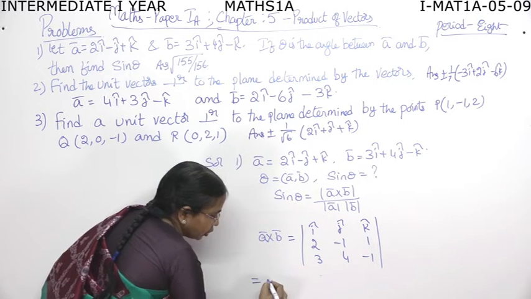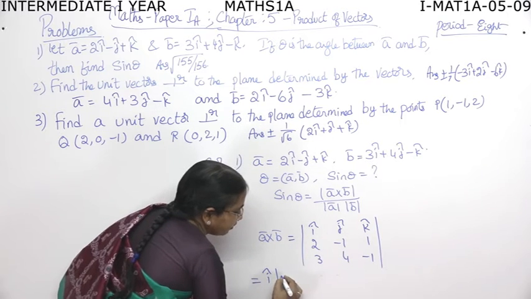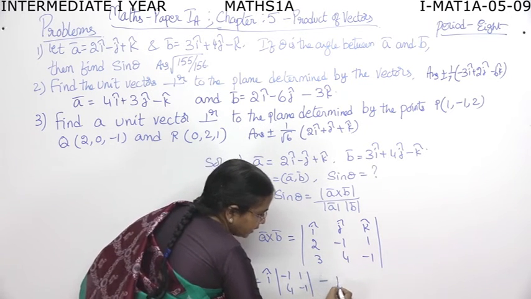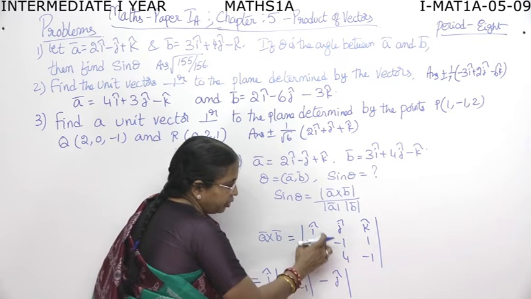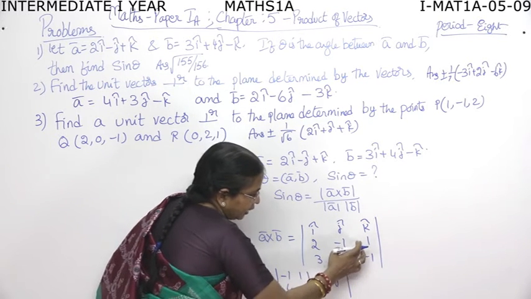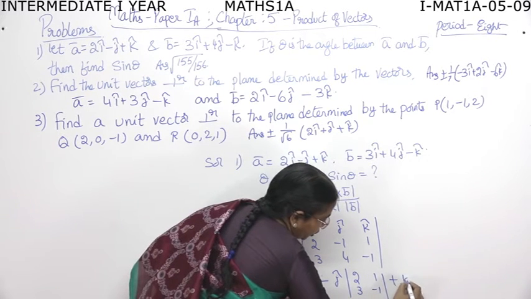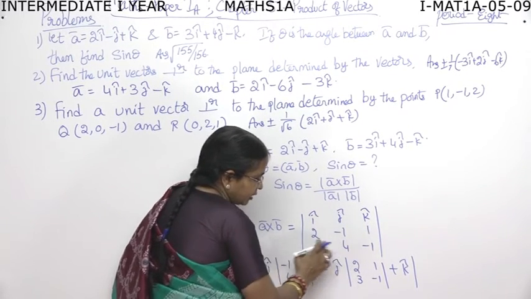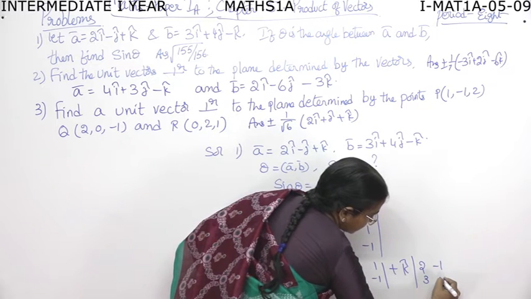So it is equal to i into the determinant of, delete the row and column, so what is left? Minus 1, 4, 1, minus 1. And then minus j into the determinant of, deleting the row and column containing j, what is left? 2, 3, 1, minus 1. Plus k into the determinant of, deleting the row and column containing k, what is left? 2, 3, minus 1, 4.